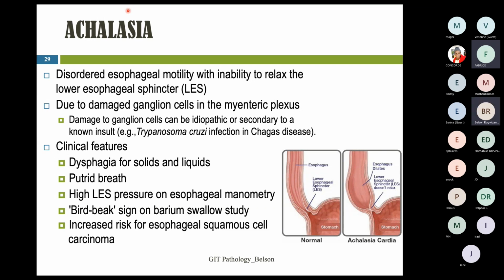So normally these ganglia, they are a part of ganglion cells or ganglia. They are a part of the parasympathetic nervous system. When they are there, they allow muscles to relax. When they are absent, the muscle stays in constant contraction and does not open.